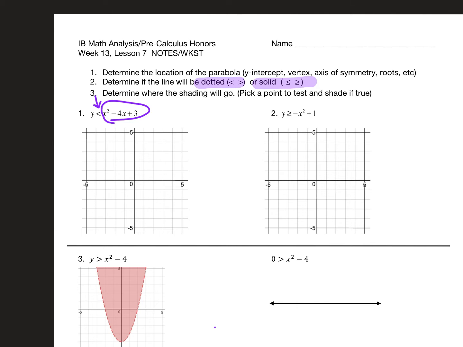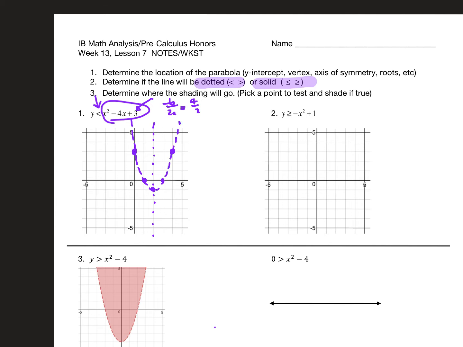Okay, the parabola has a y-intercept of 3 because of that. Okay, the axis of symmetry is negative b over 2a, or in this case, 4 over 2, so it's at 2. Once I know that point, then I automatically know that point. I know if I go left and right 2, I go up and down 4, so there's my vertex. I also remember over 1, up 1, so there's where my parabola goes. All right, so then this one is going to have a dotted line because there's no equal sign involved. So here's my dotted line.